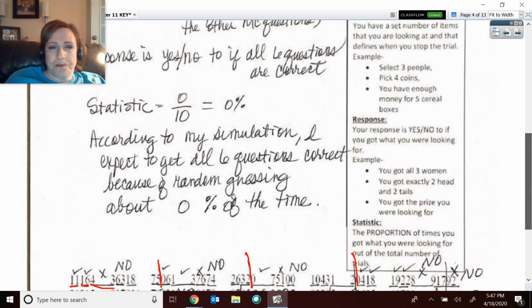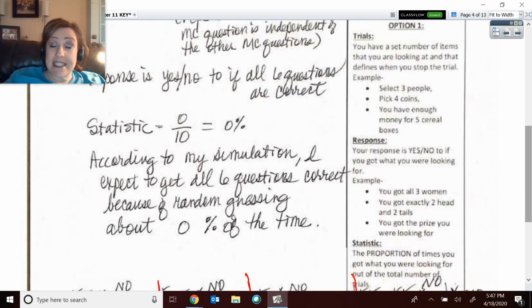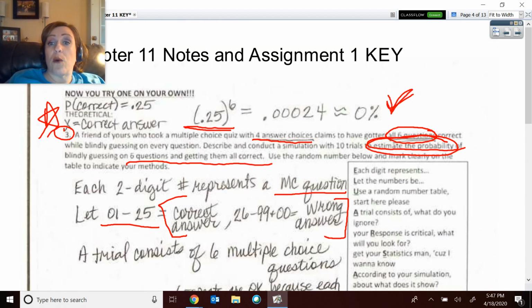So my statistic was 0 out of 10, which is 0%. According to my simulation, I expect to get all 6 questions correct about 0% of the time, which does coincide with what we theoretically knew to be the case.